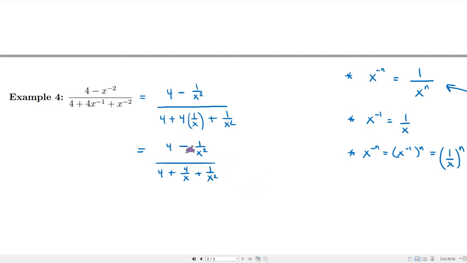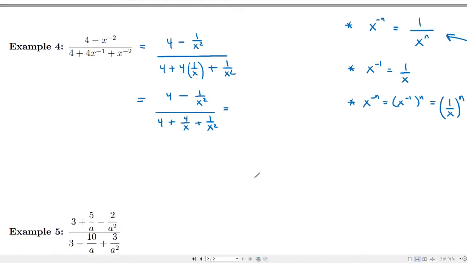Okay, now let's simplify the numerator and denominator separately. So what is missing in this fraction? Well, we don't have this denominator of x squared, so let's make that appear. We can make that appear by multiplying by x squared over x squared. And this already has the x squared, so we don't need to do anything. So that simplification will proceed.